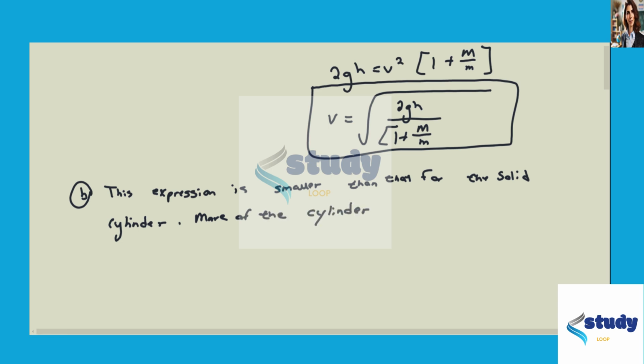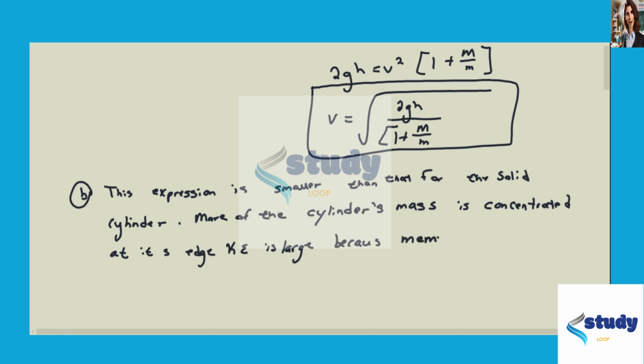And if you need to shorthand all this, that's fine. You can draw a cylinder if that helps. Sometimes shorthanding your notes is easier, okay? More of the cylinder's mass is concentrated at its edge, kinetic energy is large because the moment of inertia is large. Okay, thank you guys.